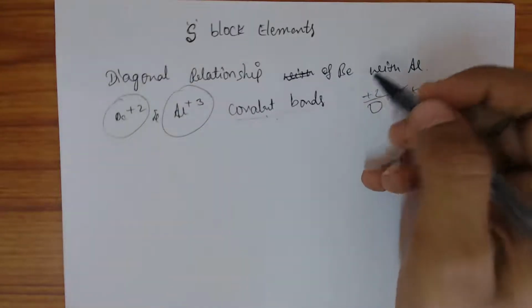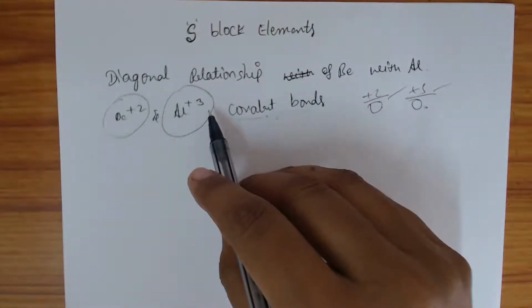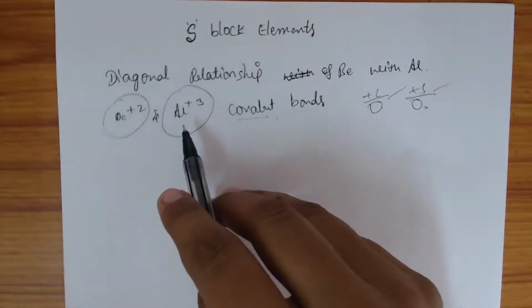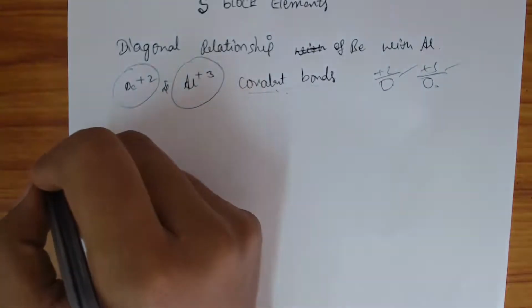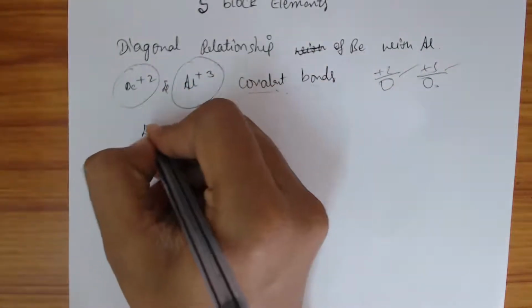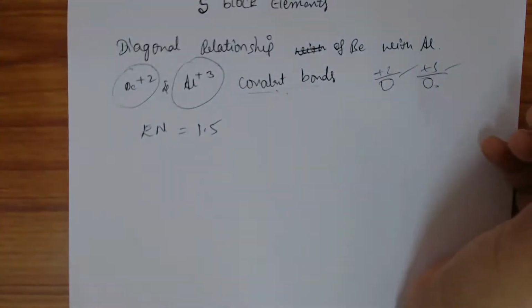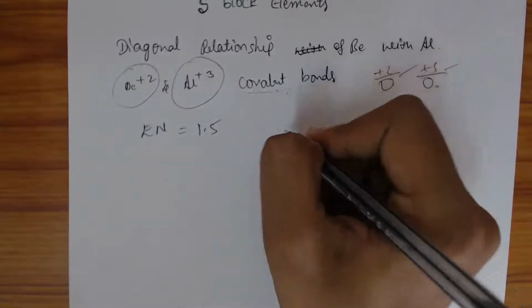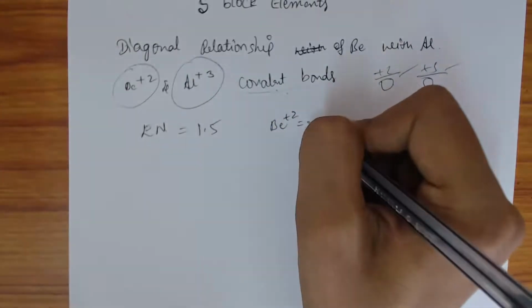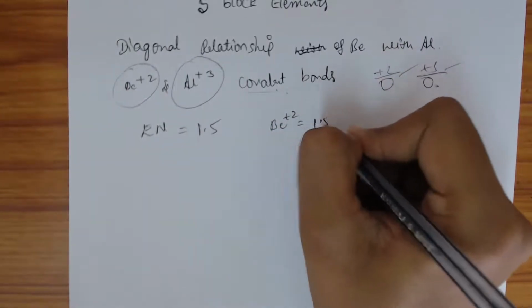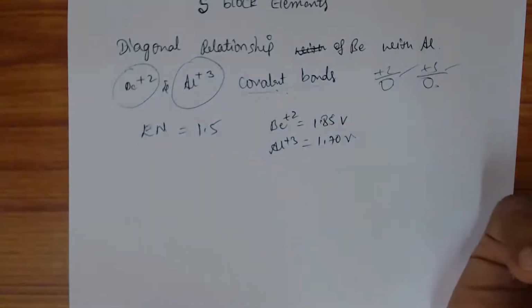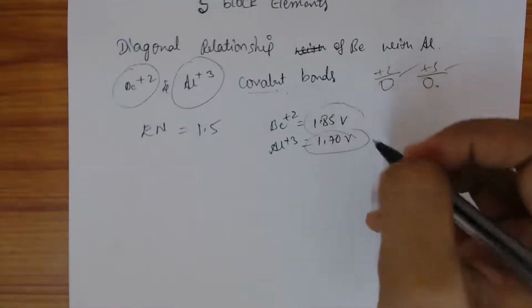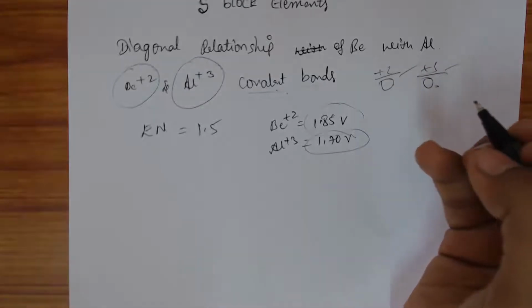Next, the covalent compounds formed by these have low melting points and are soluble in organic solvents. Second, they have almost the same electronegativity value, around 1.5. They also have very close values of standard oxidation potentials. For example, the standard electrode potential required to remove 2 electrons is 1.85 volt for beryllium, and for aluminium +3 it is 1.70 volt. This is not that much different students, it is almost similar.